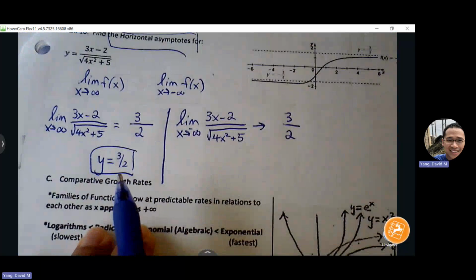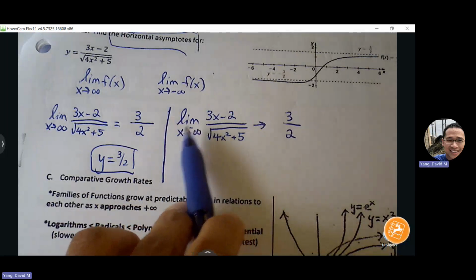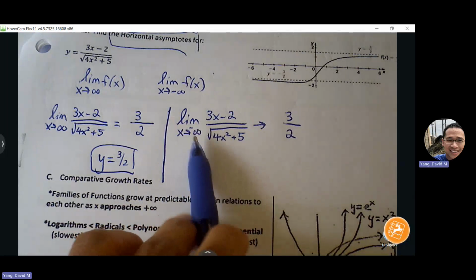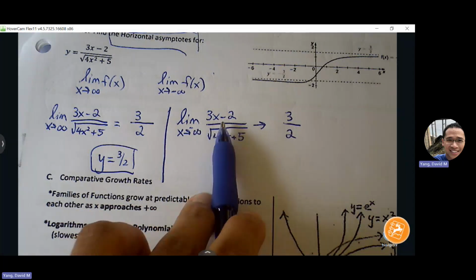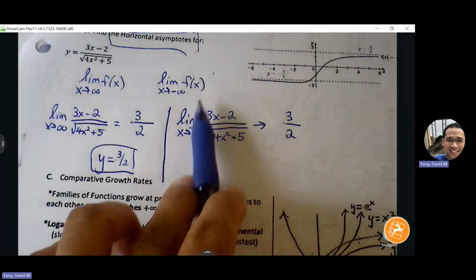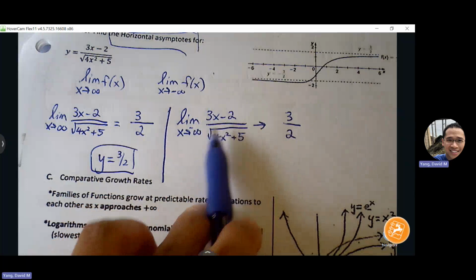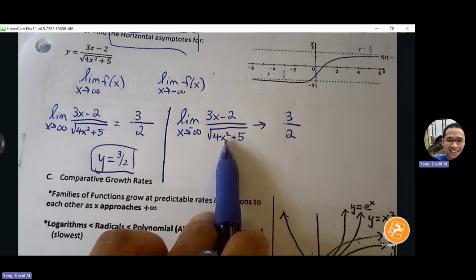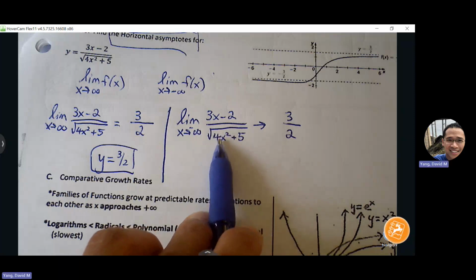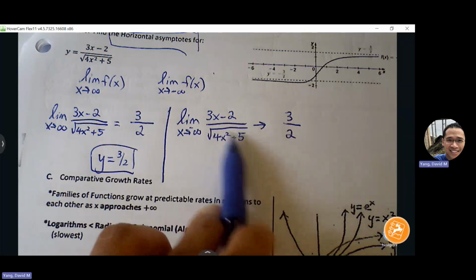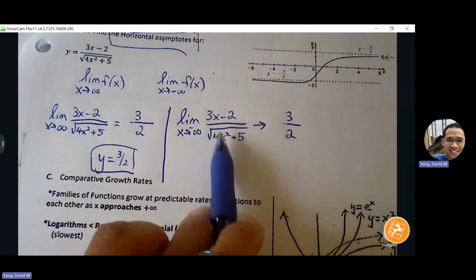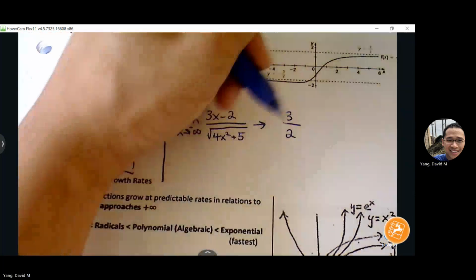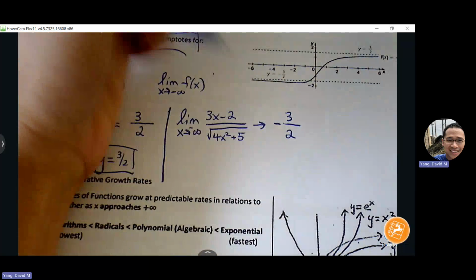But let's imagine what's happening here, right? If I were to insert, let's say, a negative 100 into my expression, my numerator is going to become negative. Now, my denominator, if I insert negative 100 in for x squared, that's going to turn into a positive, and the square root of a positive is still a positive. So negative over a positive is going to be a negative. So I'm going to get a negative 3/2 here.